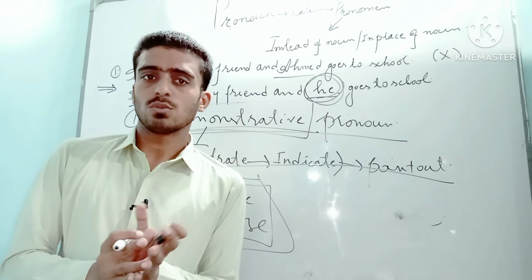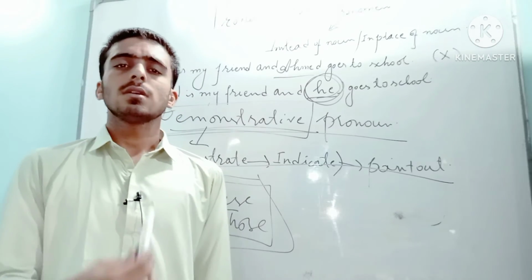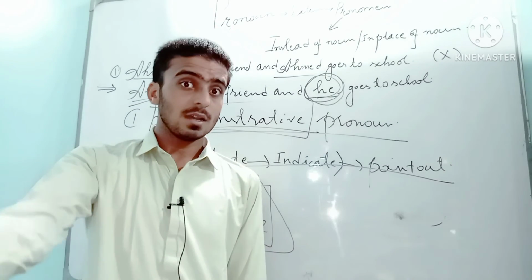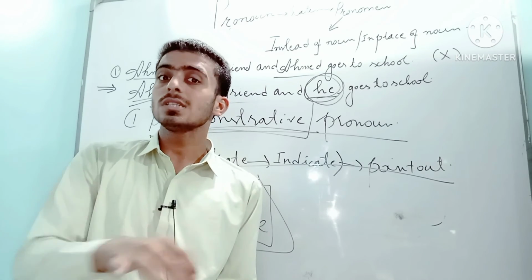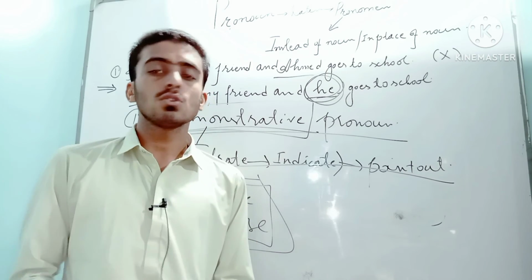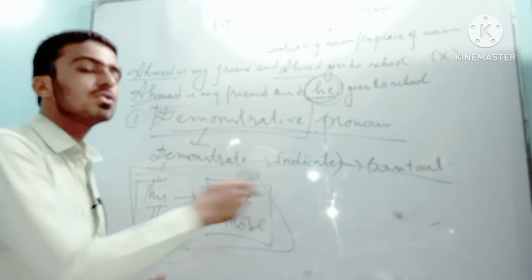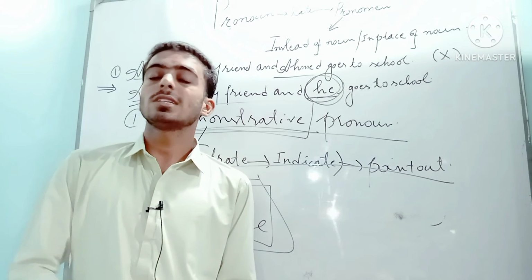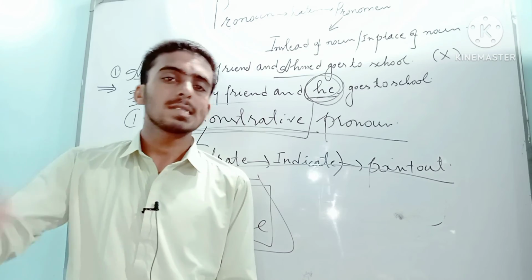Whenever something is near to you, suppose I can say this is a marker. And if something is farther than you, you can say that is a pen. It means it is at some distance from you, so you are using that. If something is nearer to you, you will say this for indicating. It is the same with these: if these are things nearer to you, you can say these are my pens, these are my books. But if they are farther than you, you can say those are my pens, those are my books.